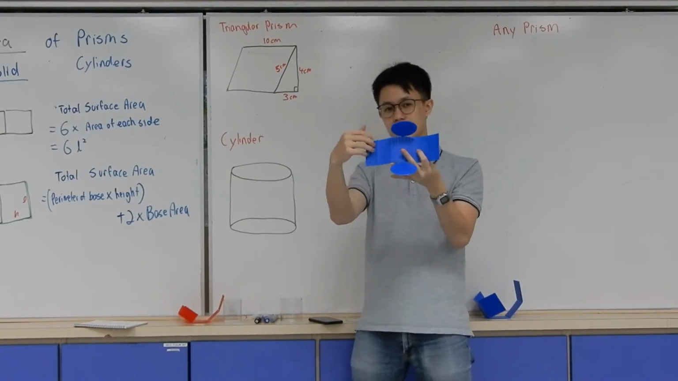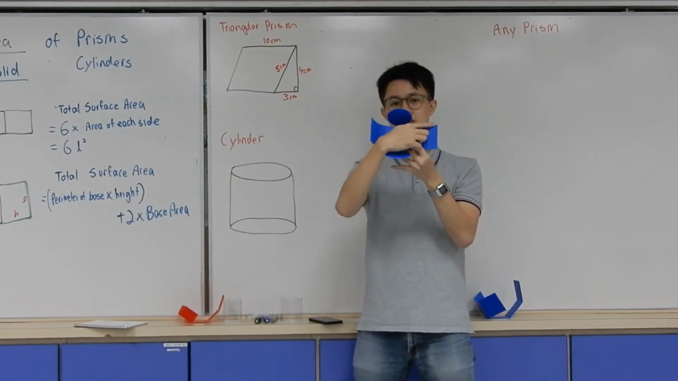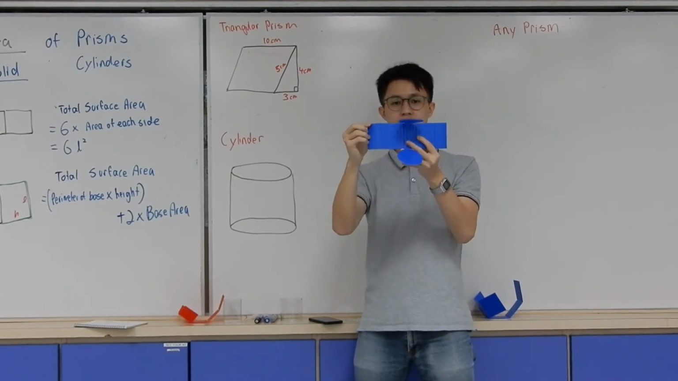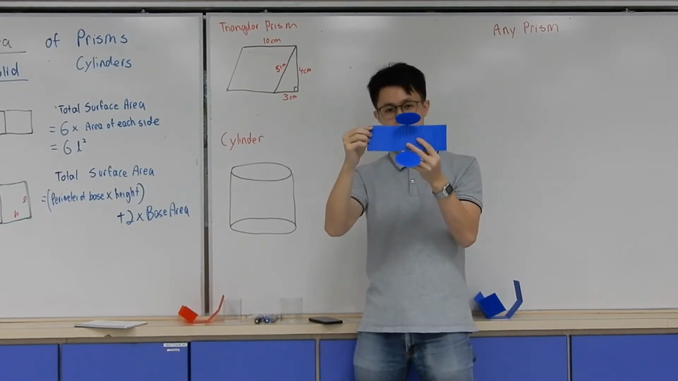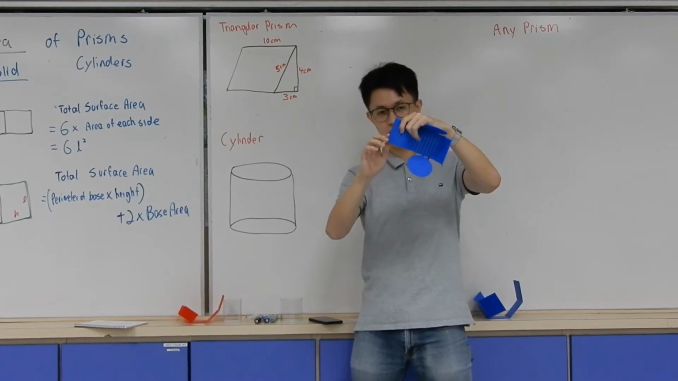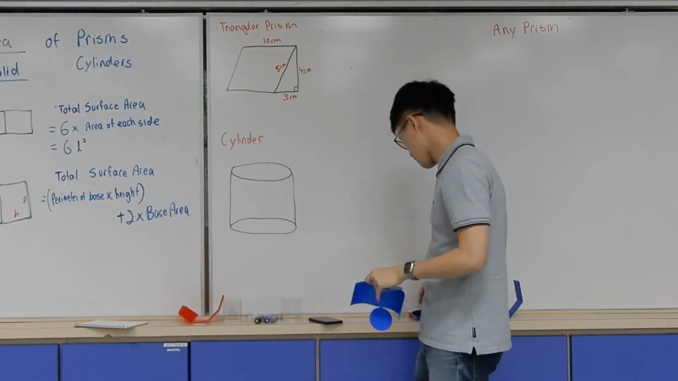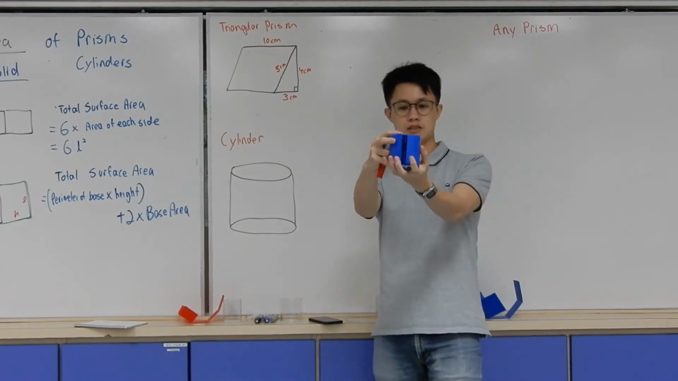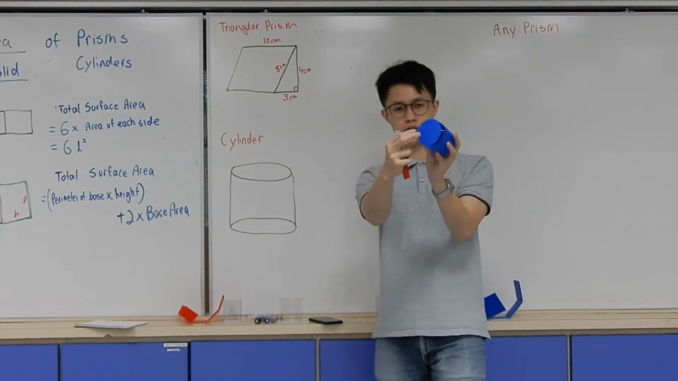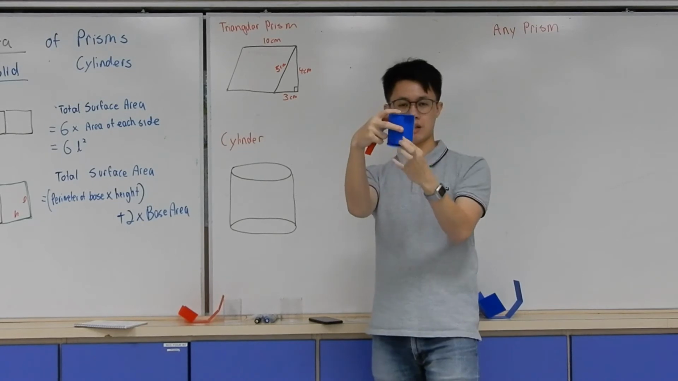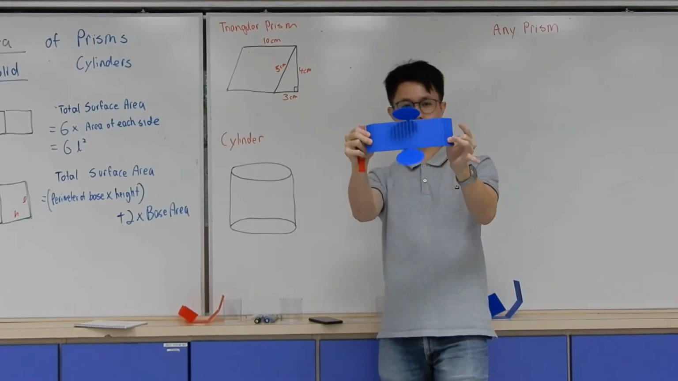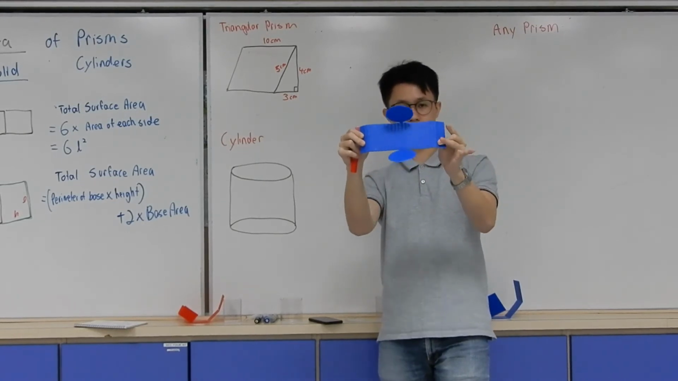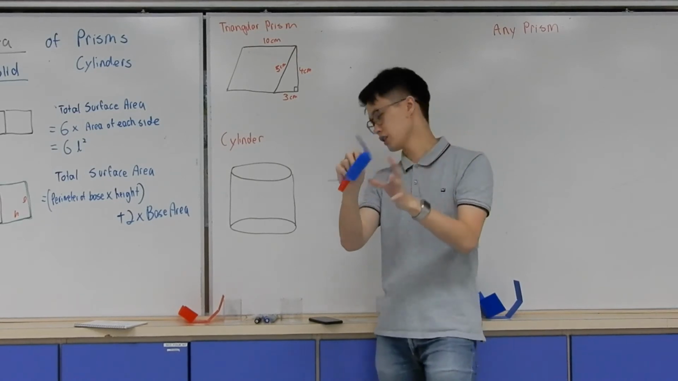So the length here is the circumference of the circle. Circumference of the base times the height. So if I have this cylinder here, let me show you one more time. This is the cylinder, the 2 base circles, and when I open this up, it becomes a rectangle. Quite simple.